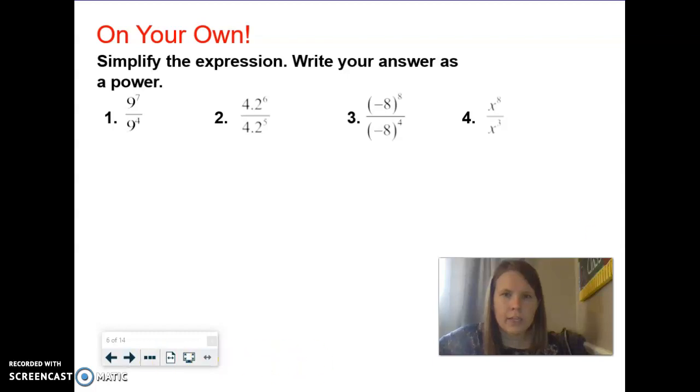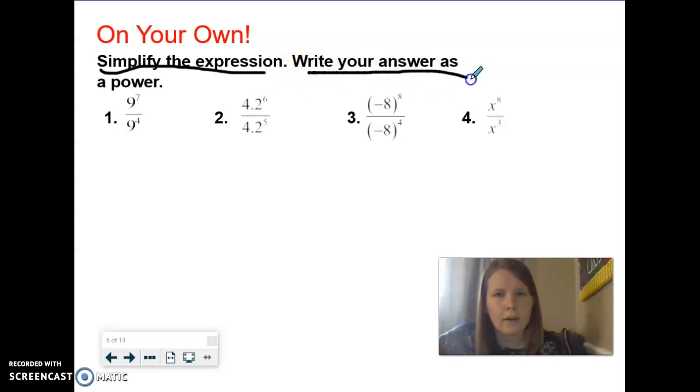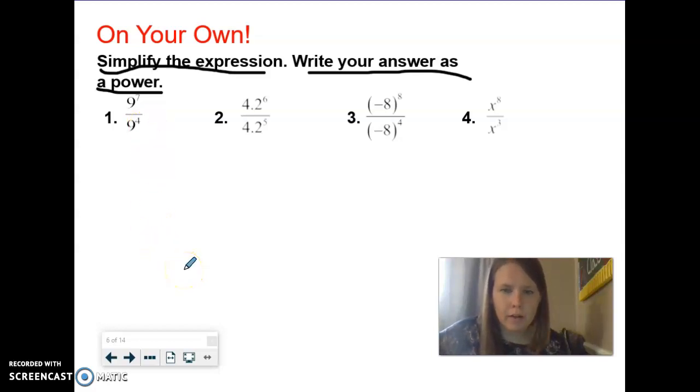I want you to try these ones on your own, so go ahead and stop the video. You are going to simplify the expression. Remember that simplifying means I'm not actually evaluating and finding your answer. Write your answer as a power. I don't want to know what 9 to the 7th is, just simplify your power. So pause the video. When you come back, I will have all the answers written out.